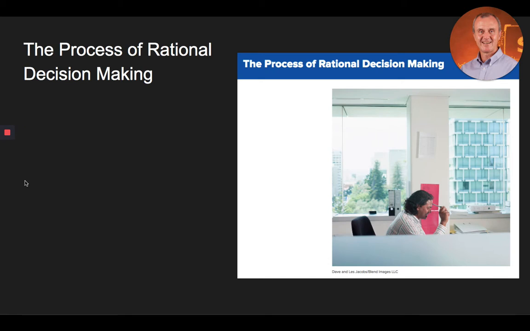Let's look at the process of rational decision making. For a problem that is unusual or complex, a decision maker may not be able to rely on experience or standard practices and procedures to reach a conclusion about the best choice for addressing the problem. Instead, a rational decision-making approach is used.